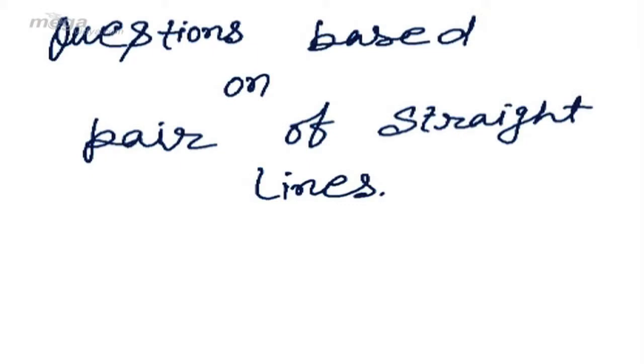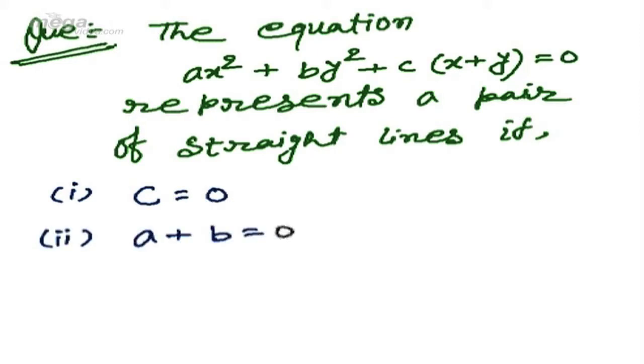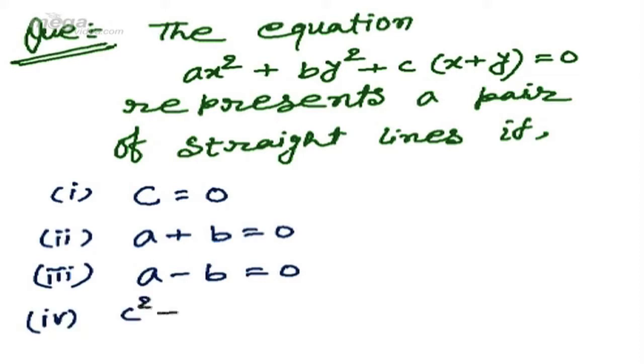Now today I'm going to take problems based on the pair of straight lines. The first question is: the equation ax² + by² + cx + y = 0 represents a pair of straight lines if, and your options are: first, c = 0; second, a + b = 0; third, a − b = 0; and fourth, c² − ab = 0.